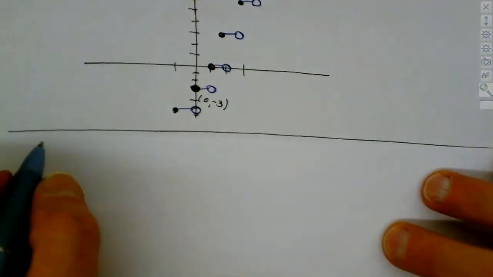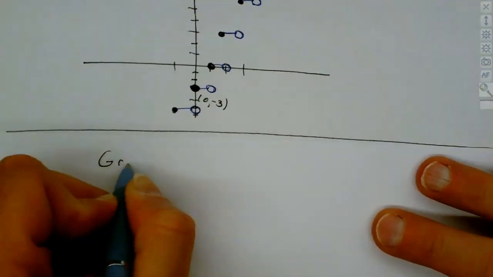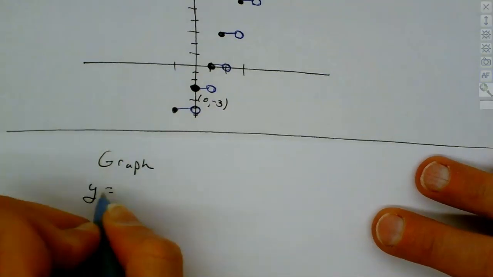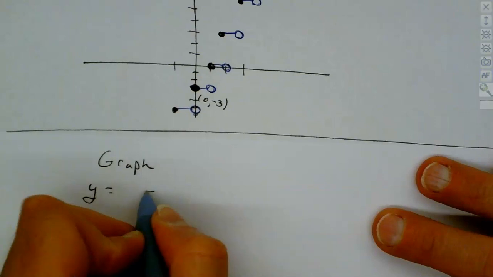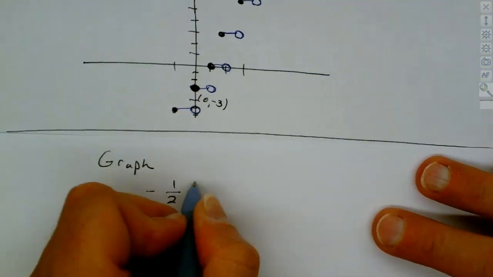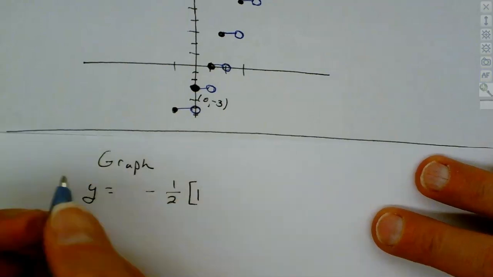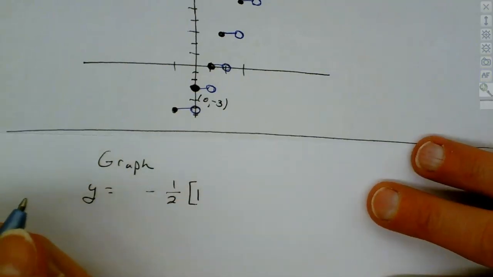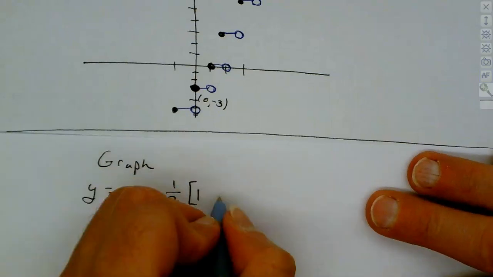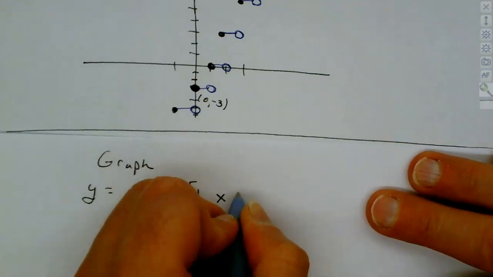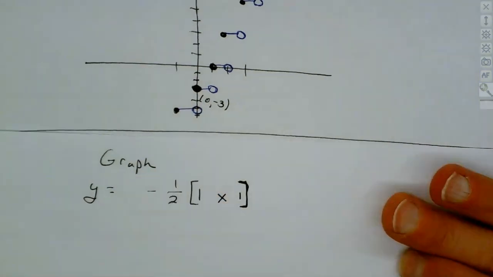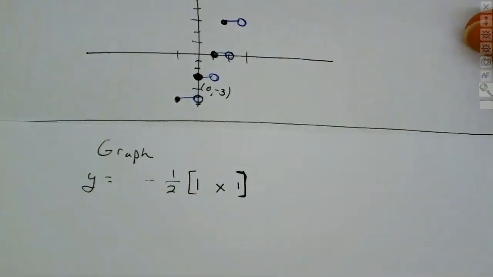Now, if it's negative, what do you think the graph is going to look like? Well, instead of going up the stairs, it's going to do what? It's going to go down, isn't it? And so let's look at graphing a minus 1/2 times the greatest integer of x. I'm not going to put anything else here. We'll just look at minus 1/2 the greatest integer of x.